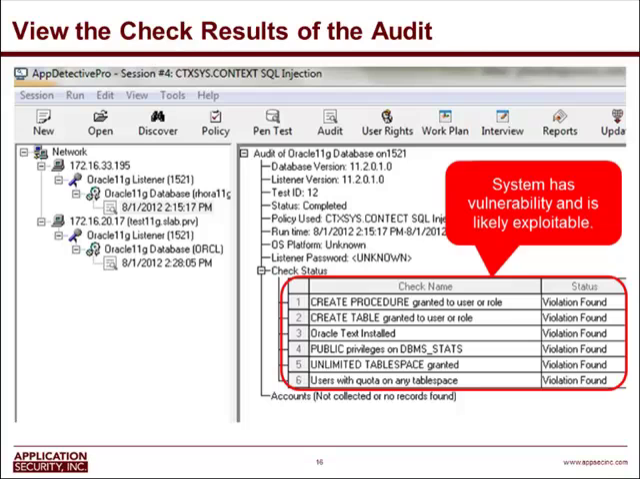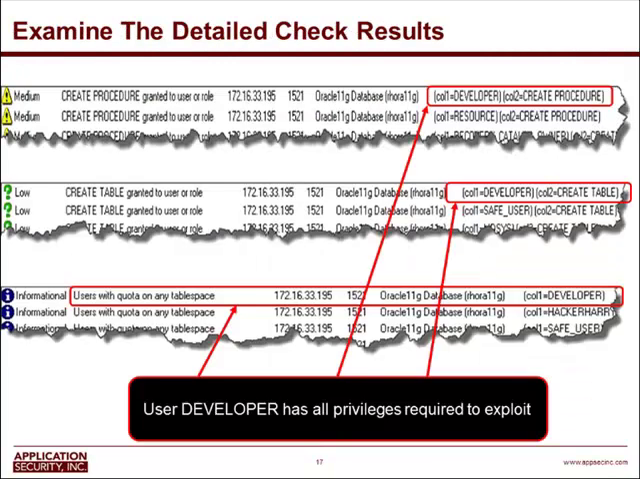So once we see this, we want to dig in a little further and figure out exactly which users can run the exploit. To do that, we're going to take a look at the detailed check results. So here's a couple of snippets out of the App Detective report and screen. And I've just highlighted one particular user that can run this exploit.